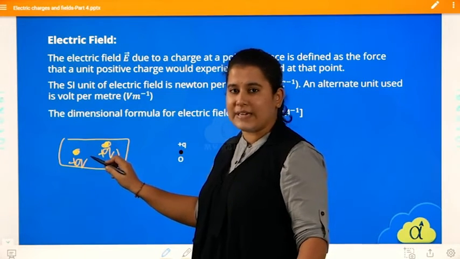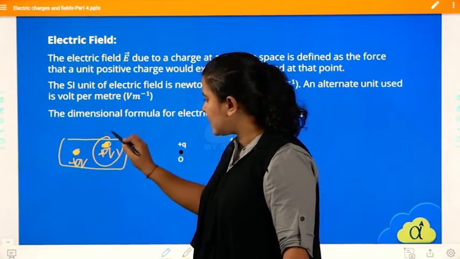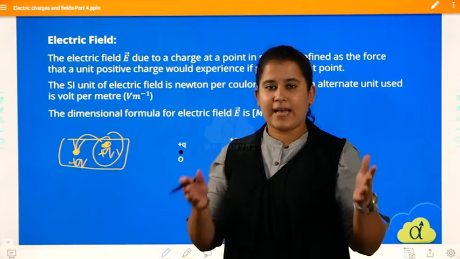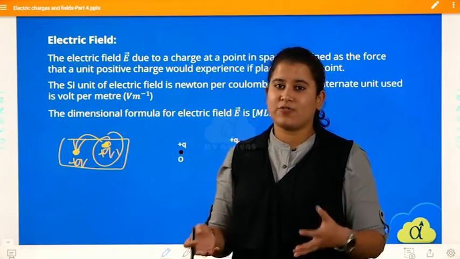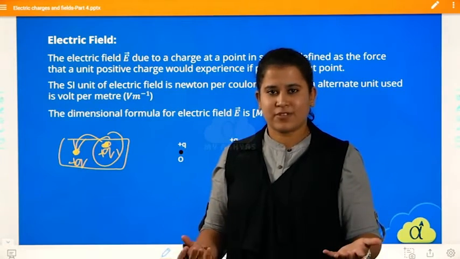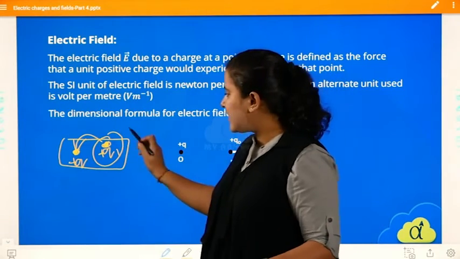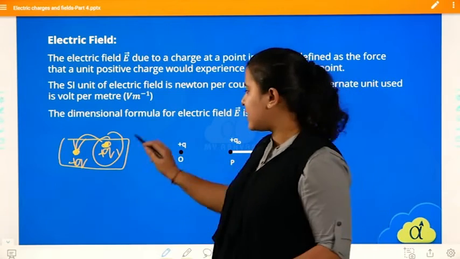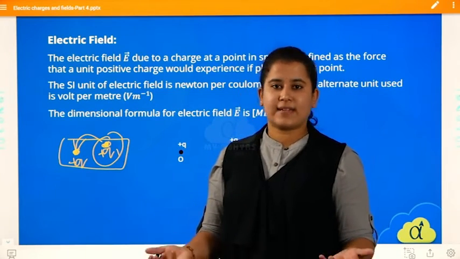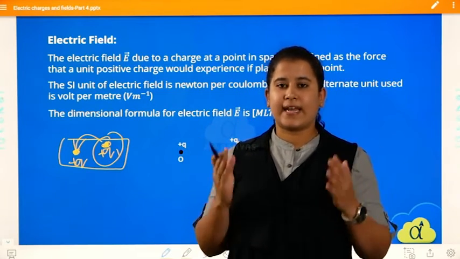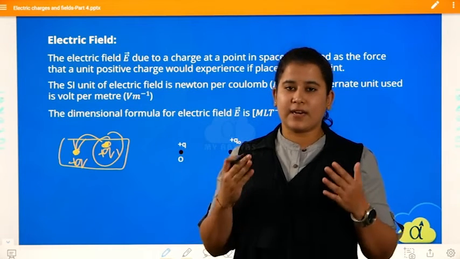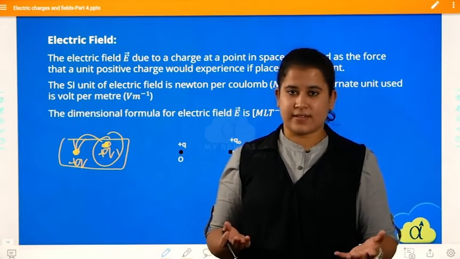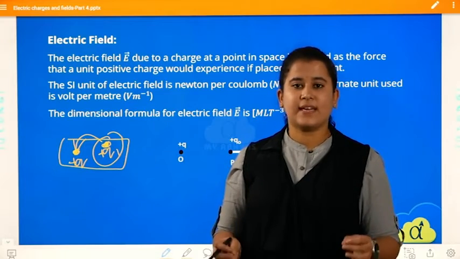As I bring it nearer, what is happening? This is exerting force on this, right? Which type of force? As they both are positive and positive, which type of force will come? Repulsive force. Right? So what is electric field then? How can you define electric field in such cases? Electric field is nothing but when you bring an electrical charge under the influence of another charge, the force is getting exerted. Clear? That we call an electric field.